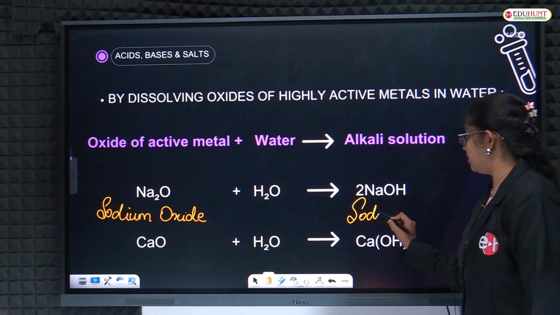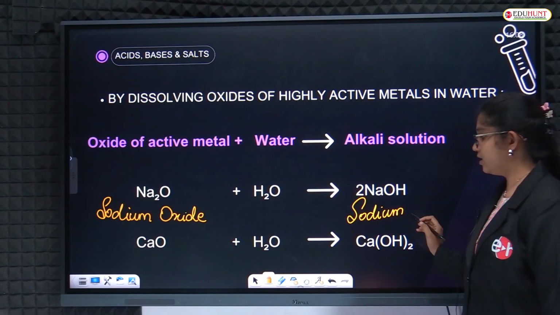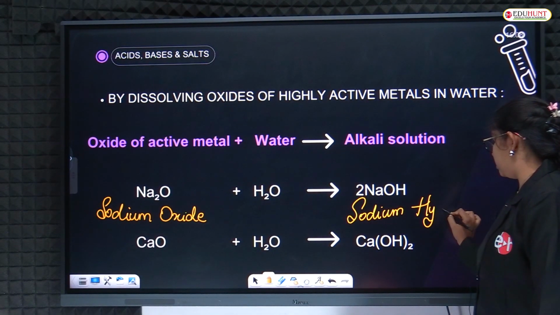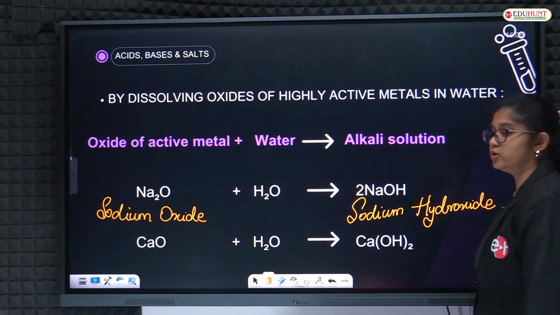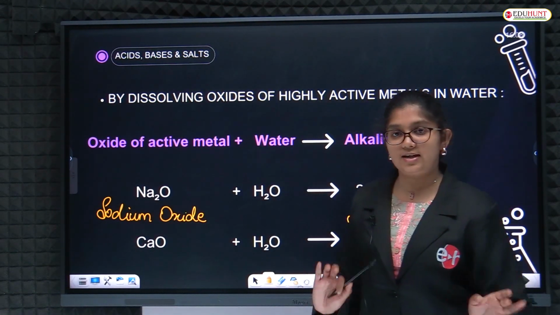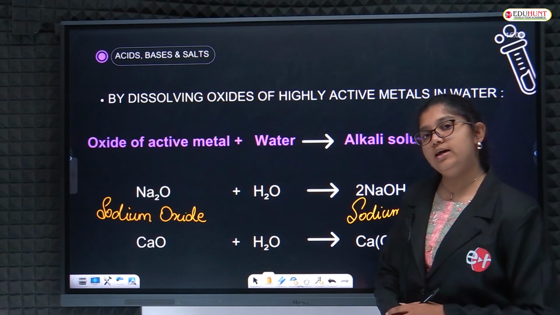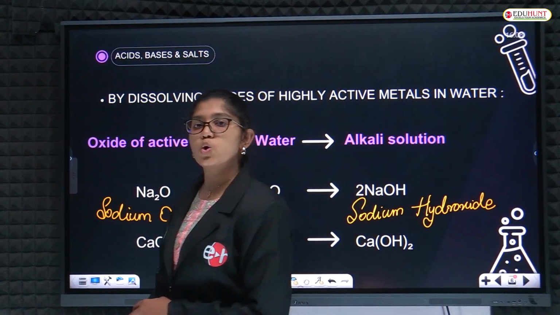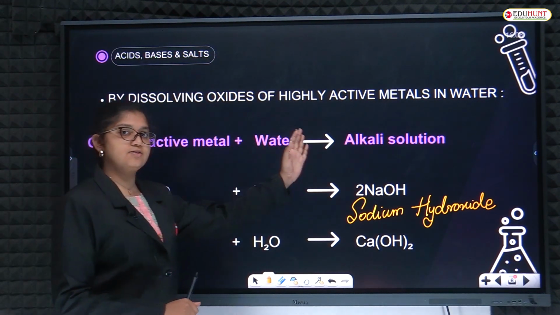Come on, by this time you have to know all the names. NaOH is named as sodium hydroxide. Very good. But the previous slide you can have an idea. Yes? So in the first example we have taken sodium oxide, oxide of active metal. To that we are adding water molecule. What do we get? We get 2 molecules of sodium hydroxide. Now, simple, no? Simple alkali solution, we got it directly.